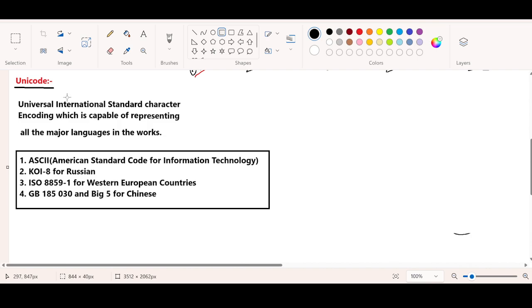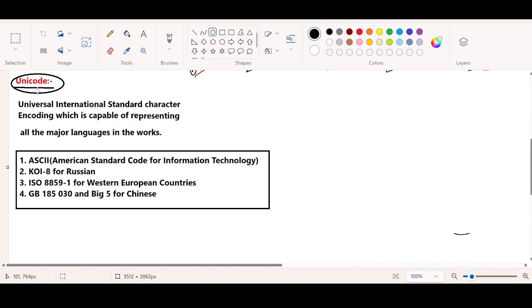To remove that barrier, the Unicode concept has come into the picture. You cannot establish a connection from an ASCII system to a KOI8 system. Both are in different languages, so networking will not happen here. This barrier has to be removed by using Unicode. So they have introduced the concept of Unicode.